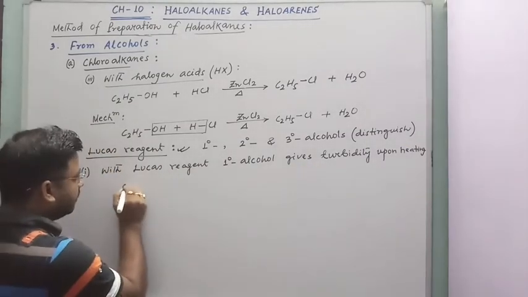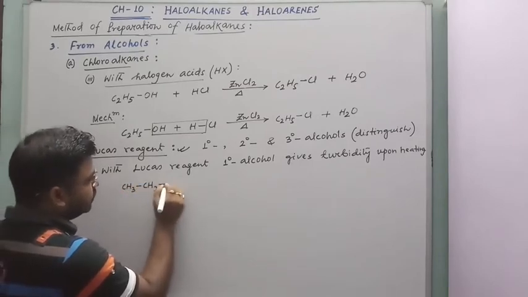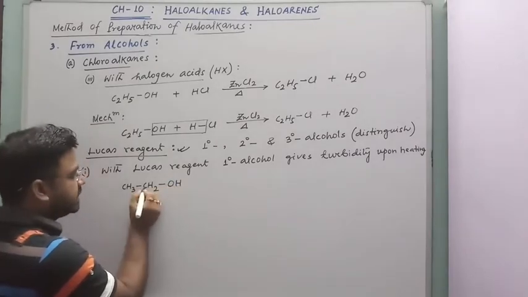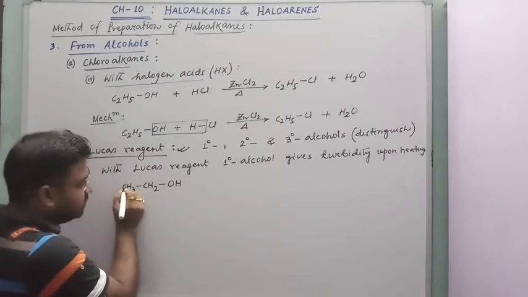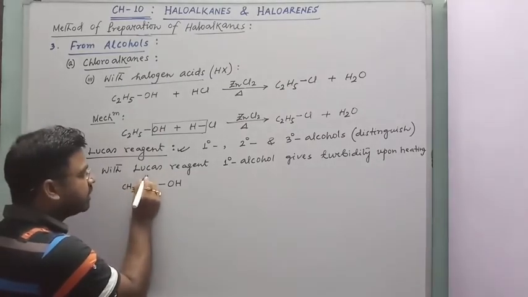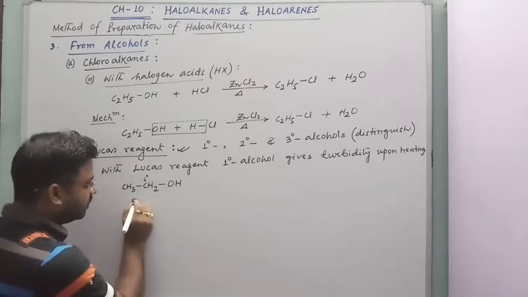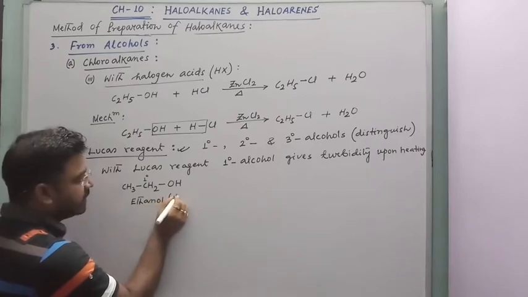So primary alcohol, for example CH3CH2OH. The alcohol group is attached with this carbon, and this carbon is directly attached with only one carbon atom. That's why this carbon is primary carbon, and this compound is primary alcohol. So this is ethanol. So ethanol is primary alcohol.